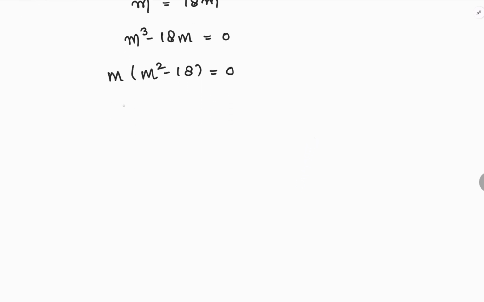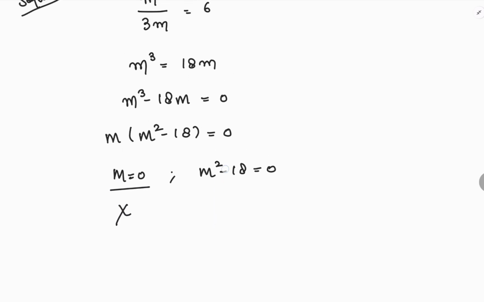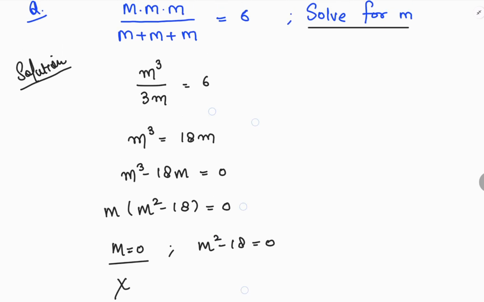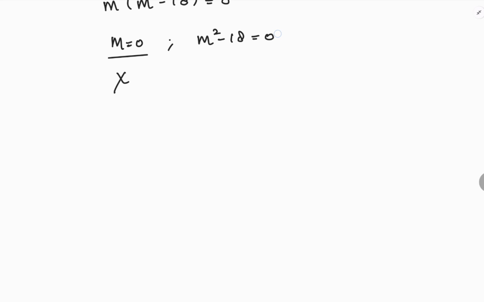And it gives us two solutions, that m is equal to 0 or m square minus 18 is equal to 0, right? But m is equal to 0 is not a valid solution. Why? We will discard this, because if you substitute m equal to 0 here, you will get an undefined form. So this solution is not valid.